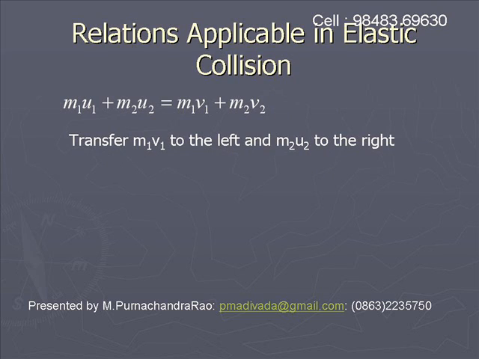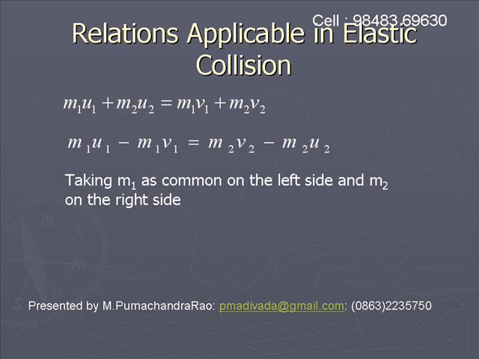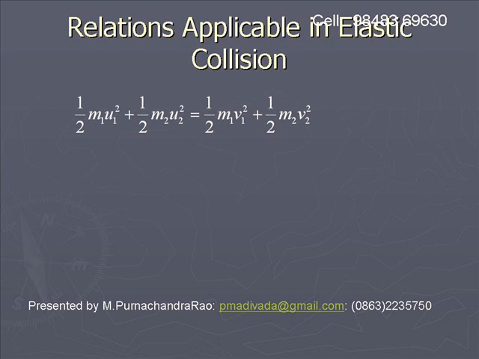From the first relation, by transferring m1 v1 to the left and m2 u2 to the right, we can write the relation as m1 into u1 minus v1 is equal to m2 into v2 minus u2. This is the changed form of the first equation. Let us call this equation 1.